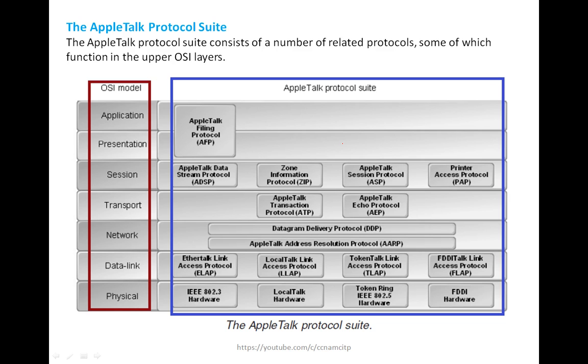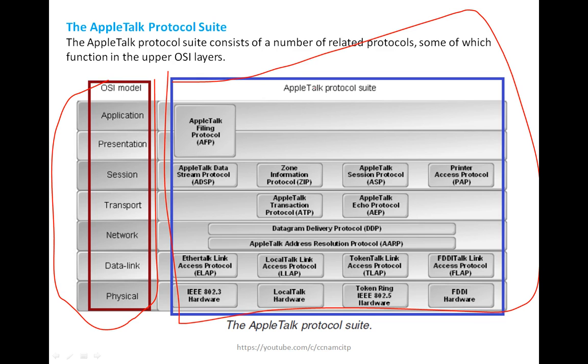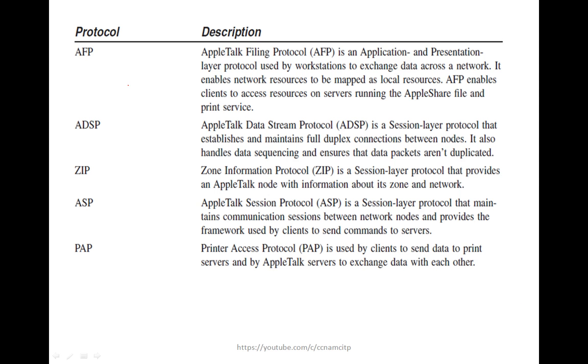And this is the protocol suite of AppleTalk. It has multiple protocols used in it. If you see this side, this is your OSI reference model, and this is your AppleTalk. You should not feel it is a single thing only. In that we have a couple of protocols like AFP, ADSP, ZIP, ASP, PAP, and they all have their own function here. We don't use Apple much, so I'm not able to tell you much about it. But the theoretical part of what the roles of AFP, ADSP, ZIP, ASP, and PAP are, you can read from here.